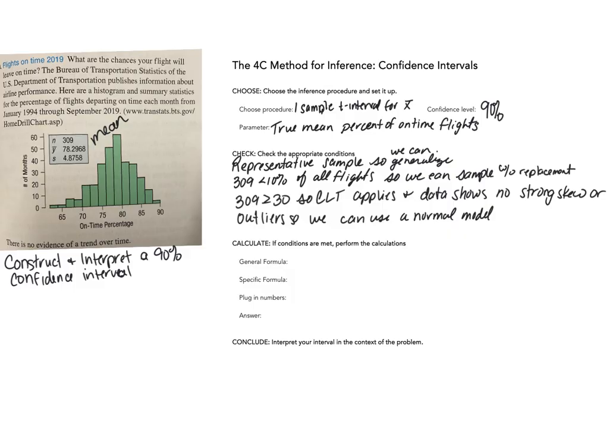Our general formula for intervals is the statistic plus or minus the margin of error. The statistic in this case is x bar. Your margin of error is t star with the degrees of freedom times s, the standard deviation, over the square root of n. Now it's a little bit different if you're using proportions, but it's the same general idea. That's why the general formula is the statistic plus or minus the margin of error. It's the calculation that changes slightly. Then I'm going to plug in my numbers.